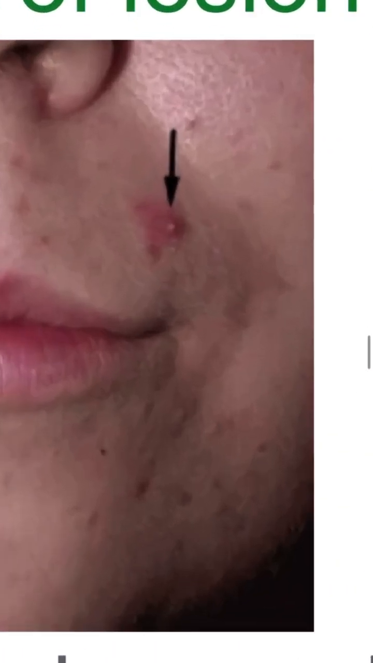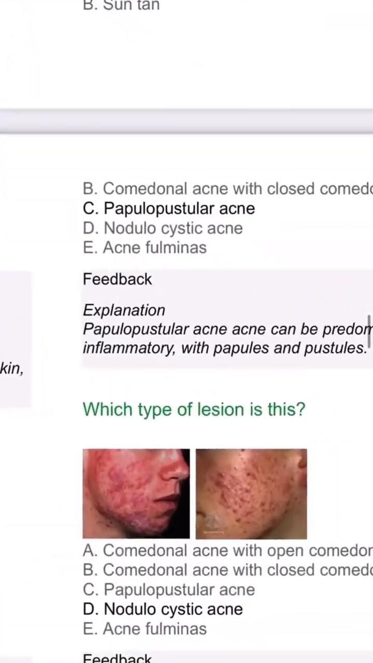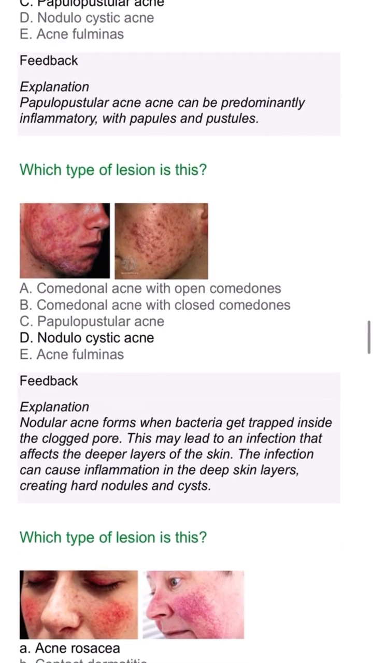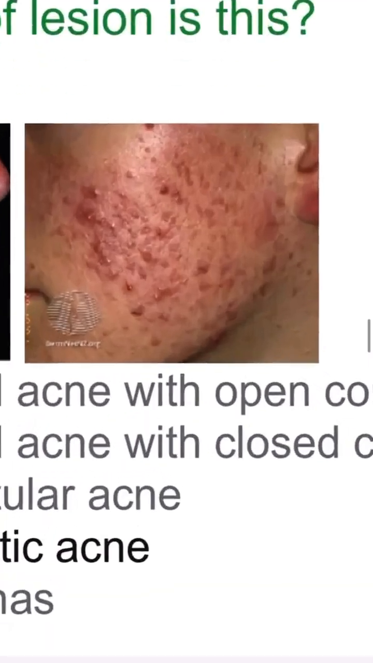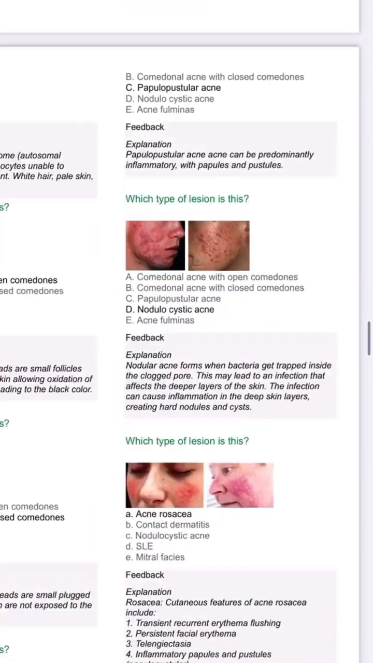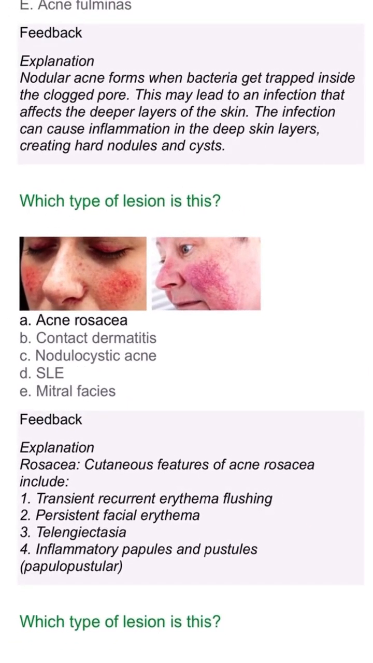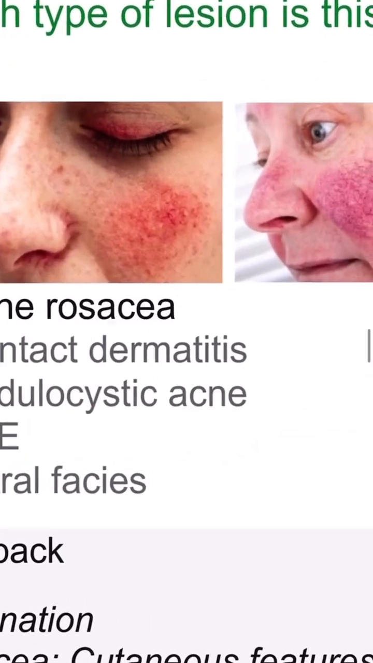Which type of lesion is this? Papulopustular acne. Papulopustular acne can be predominantly inflammatory with papules and pustules. And which type of lesion is this? Nodulocystic acne. Nodular acne forms when bacteria get trapped inside the pore. This may lead to an infection that affects the deeper layer of the skin. The infection can cause inflammation at deep skin layers, creating hard nodules and cysts. So nodulocystic acne.